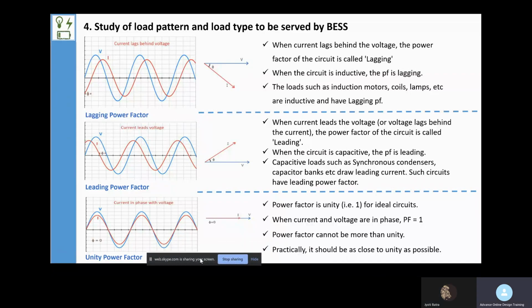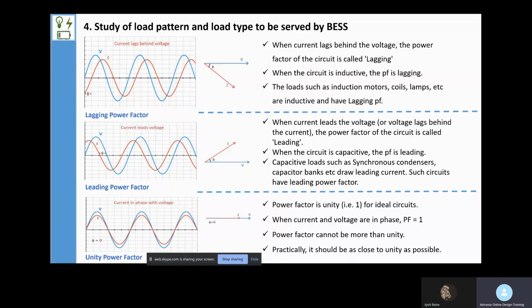When you look at the unity power factor in the pictures, from this point your current is starting, and from this point your voltage is also starting, and these two merge on the same line. The angle between current and voltage is zero here. This scenario in AC is very ideal, and there is a very rare chance it happens. Make a note that power factor is never more than unity. Practically, it should be close to unity but not more than one. It's always 0.99 something.